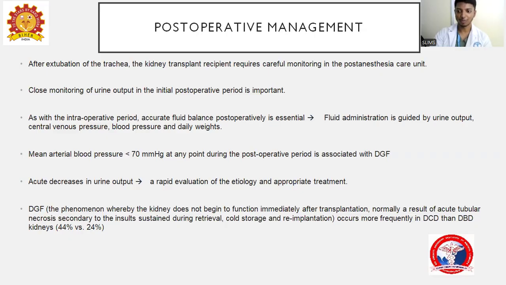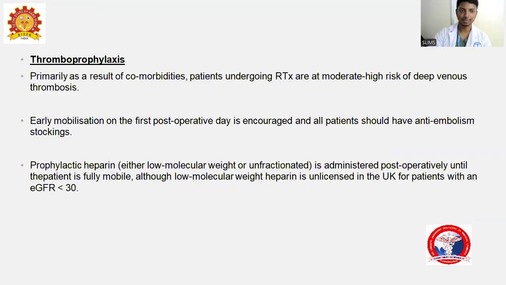DGF after transplantation is normally a result of acute tubular necrosis, secondary to the insult sustained due to warm ischemia, cold storage and reimplantation, and occurs more frequently in DCD than DBD kidneys.